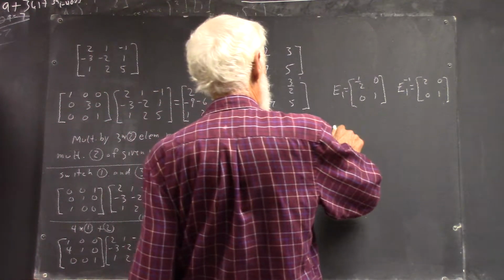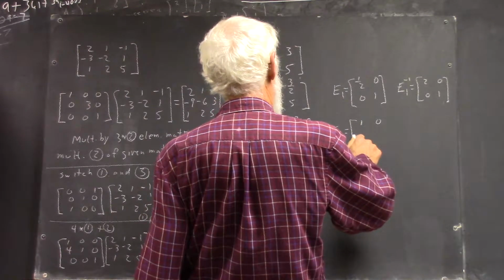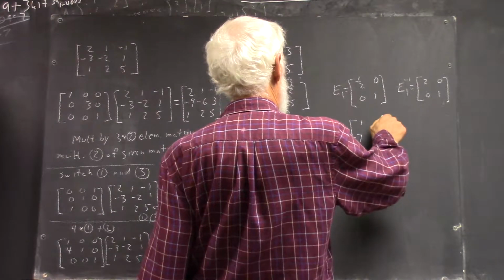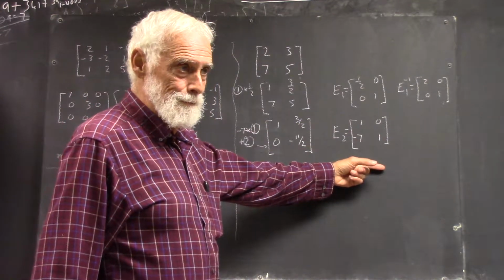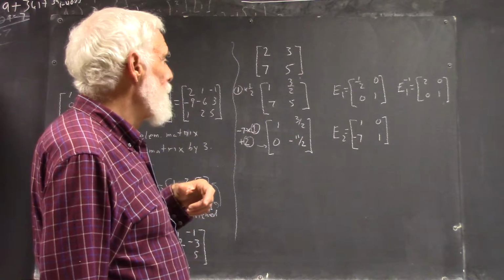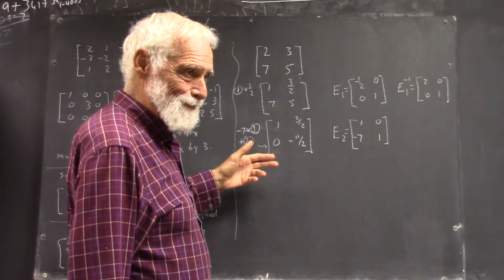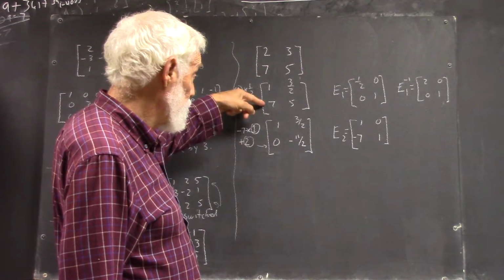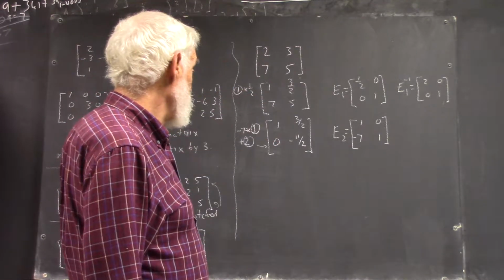Hopefully I did that right, but now we have our second elementary matrix is 1 0, -7 1, because we do -7 times the first row and add it to the second. If we want to undo that, we add 7 times the first row to the second. Okay? If we do 7 times this added to this, we'll get our 7 back, right? 7 times 1 added to 0 gives us 7. If I did my arithmetic right, 7 times this added to this will give us this.